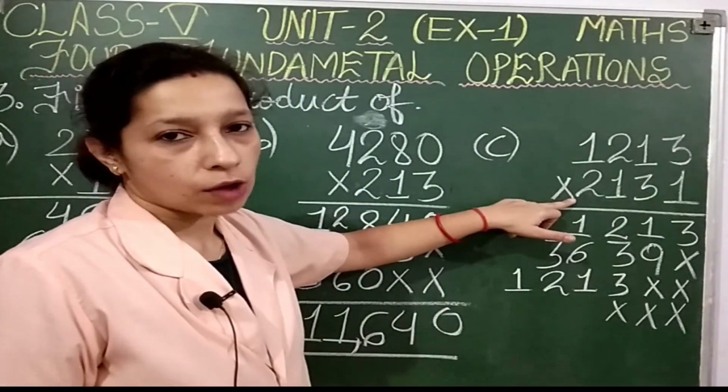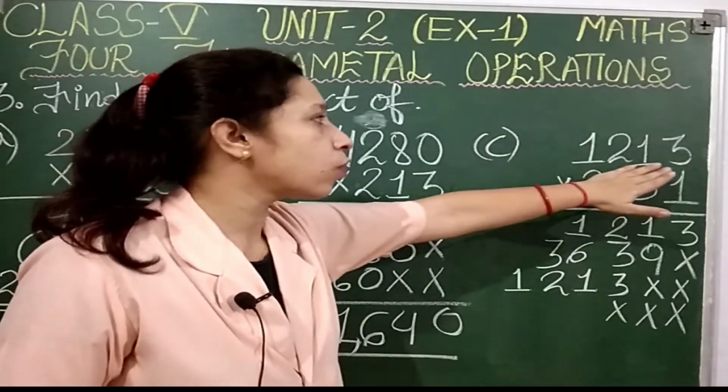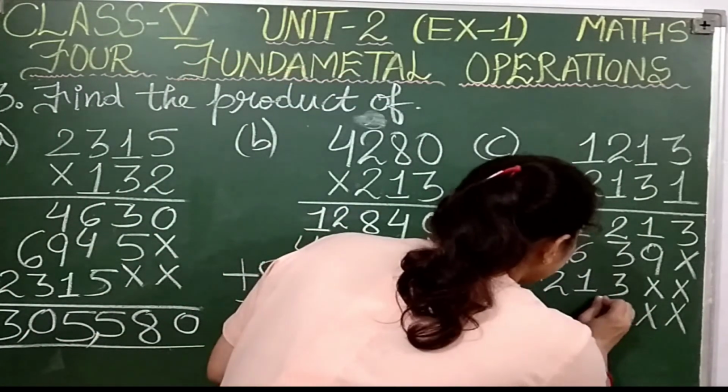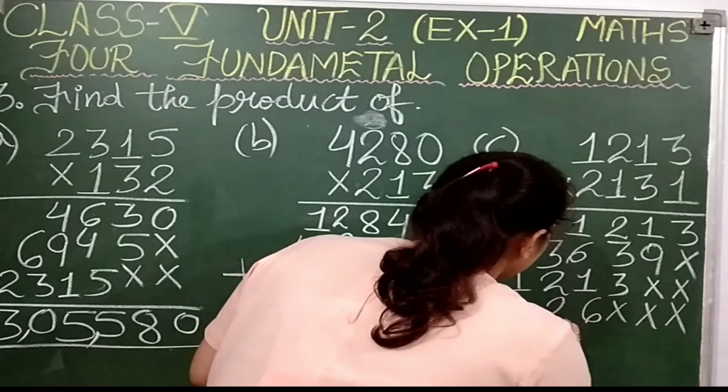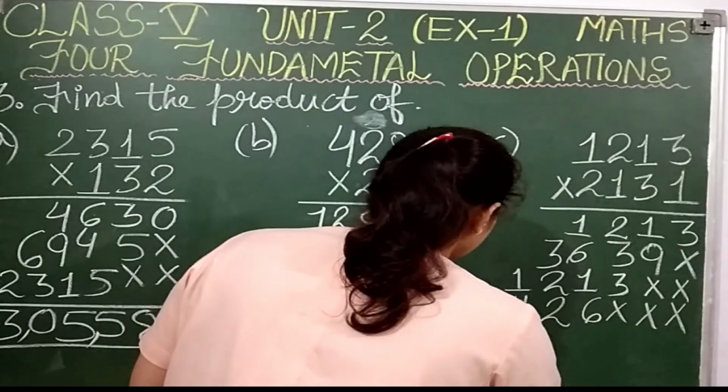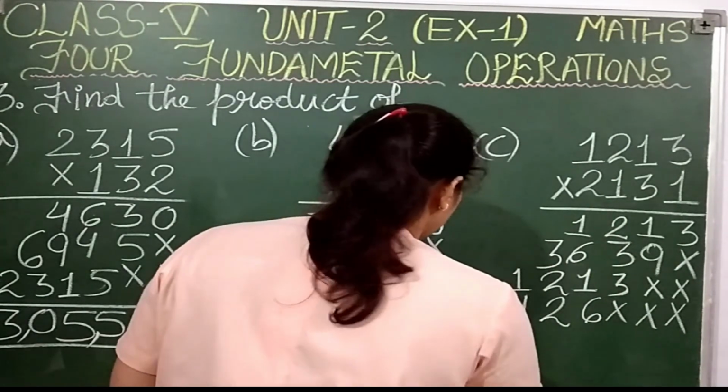Now my hundreds place is also done. Now we will move to the thousands place. Now this digit at thousands place will multiply each and every digit written above. So students, 2 threes are 6, 2 ones are 2, 2 twos are 4 and again 2 ones are 2. Now we are going to add this.